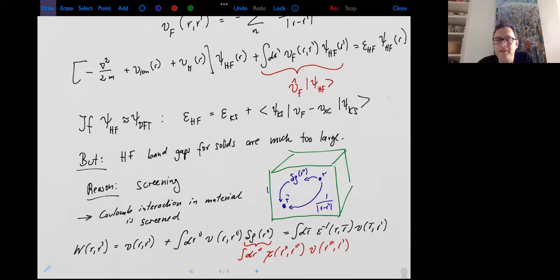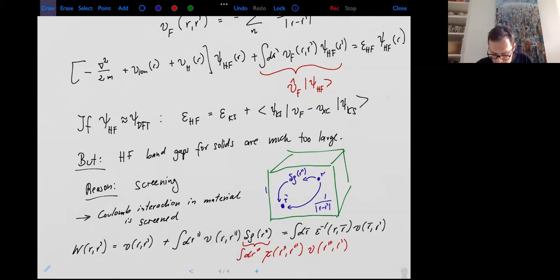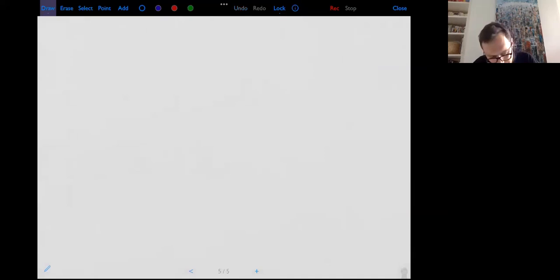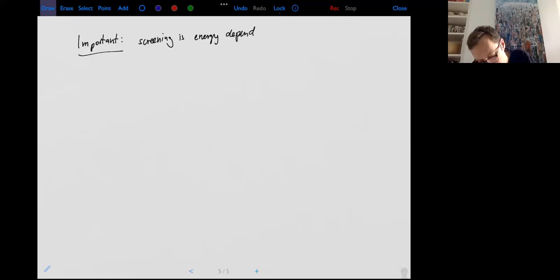And that is something that Hartree-Fock doesn't capture, which is why it gives you this dramatic overestimation of the band gap in solids. Okay, so that is screening. There's one more thing about screening that's important, and that is that screening is energy dependent. All right, so what does that mean?